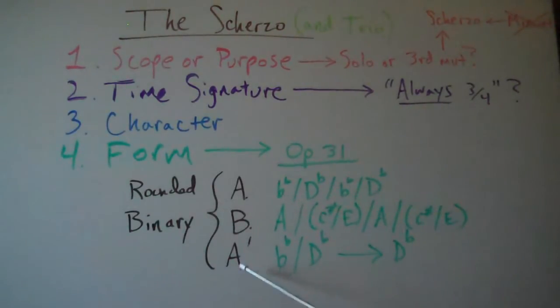So we call this A prime because it is not the full scherzo being repeated. It's a shortened version of it. So this is an overview of the scherzo as it usually appears. We'll also consider some other ways of writing the form out and some examples of that in Beethoven's music.